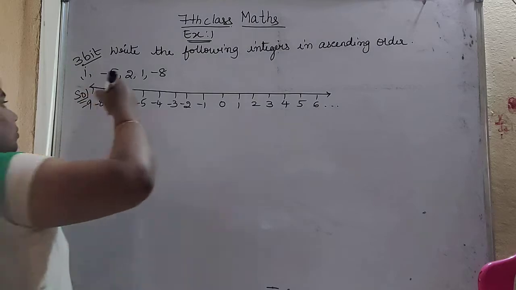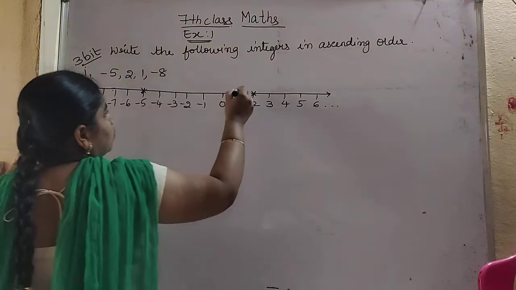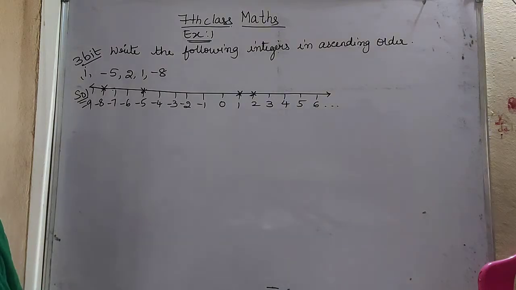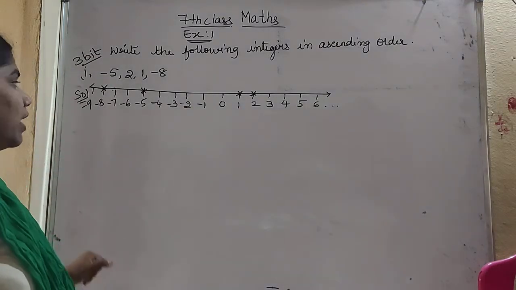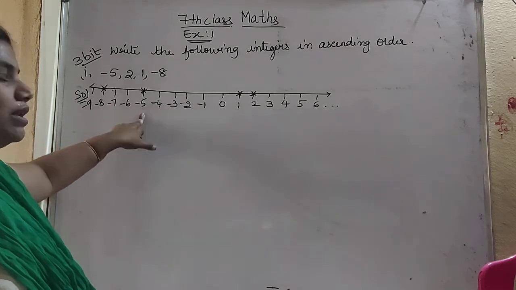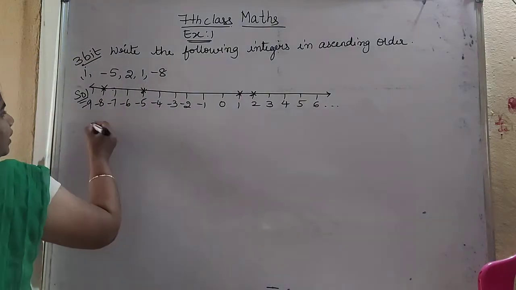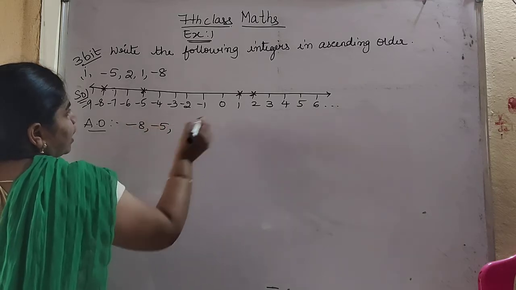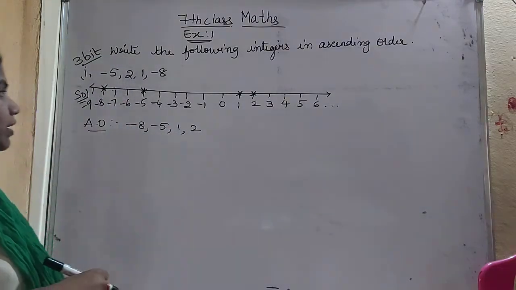So -5, where you are seeing -5, 2, 1, -8. So how to write in ascending order? Ascending order means small to bigger order, and already I told you that the numbers which are lying on right side will be greater than left side values. That means -8 is less than -5, -5 is less than 1, 1 is less than 2. So ascending order is -8, -5, 1, 2. From left side onwards you have to arrange them for ascending order.